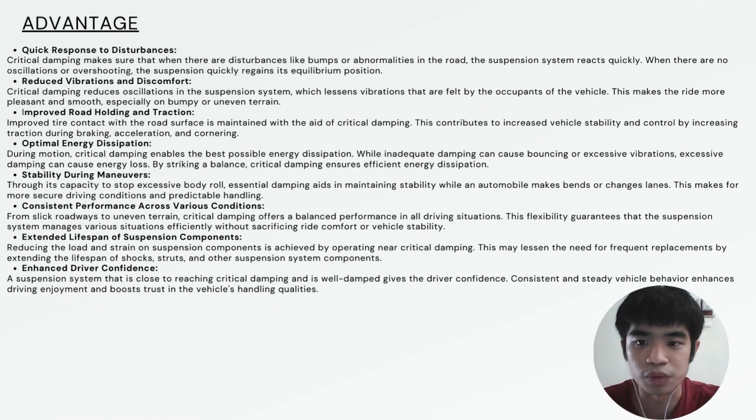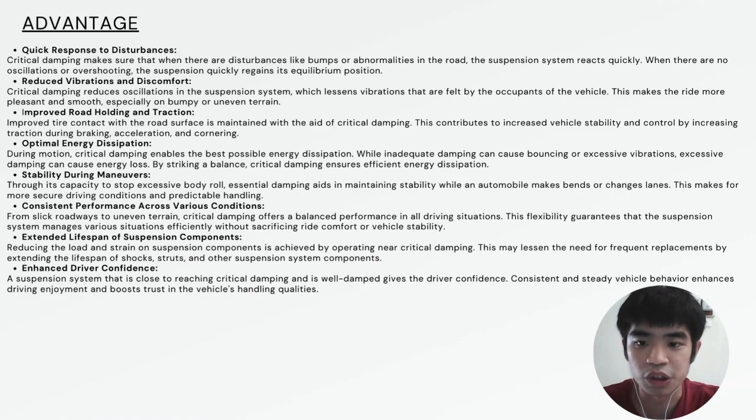The next is improved road holding and traction. Improved tire contact with the road surface is maintained with the aid of critical damping. This contributes to increased vehicle stability and control by increasing traction during braking, acceleration, and cornering. Then, optimal energy dissipation. During motion, critical damping enables the best possible energy dissipation. While inadequate damping can cause bouncing or excessive vibration, excessive damping can cause energy loss. But striking a balance at critical damping ensures efficient energy dissipation.